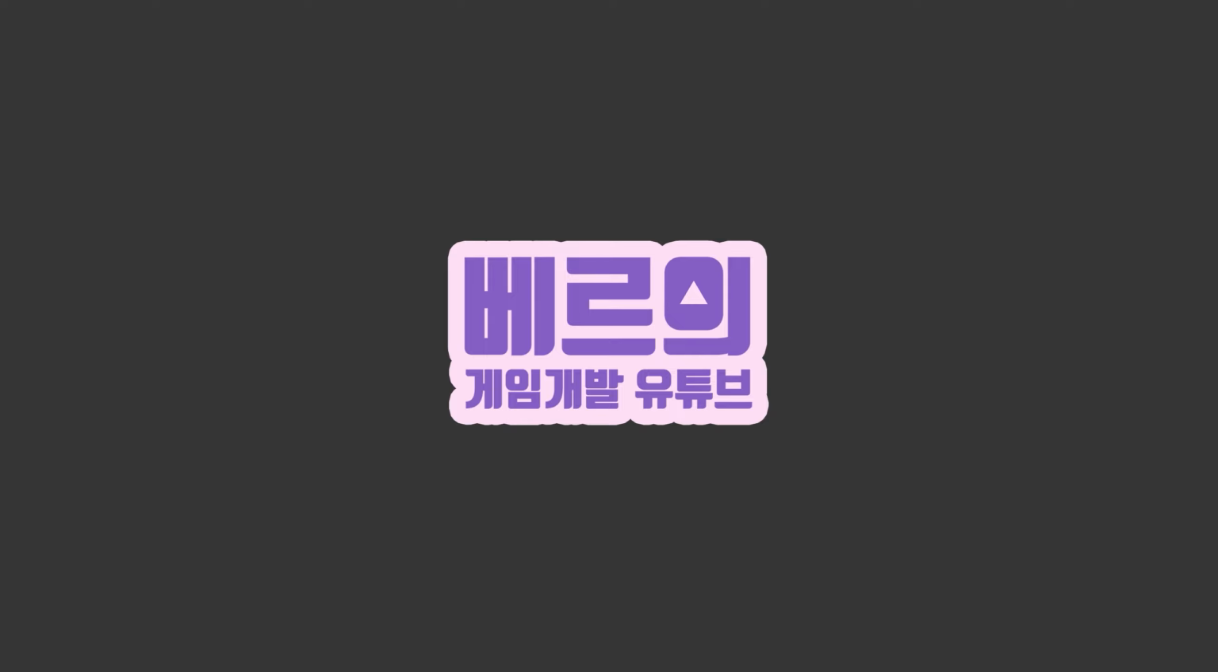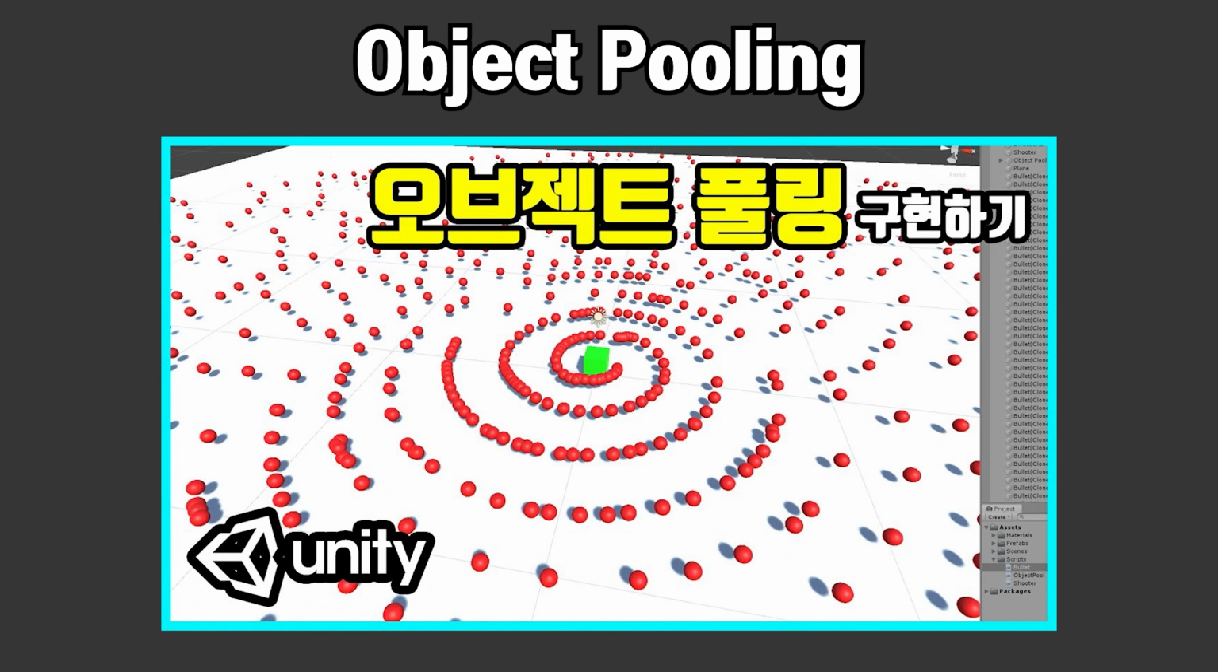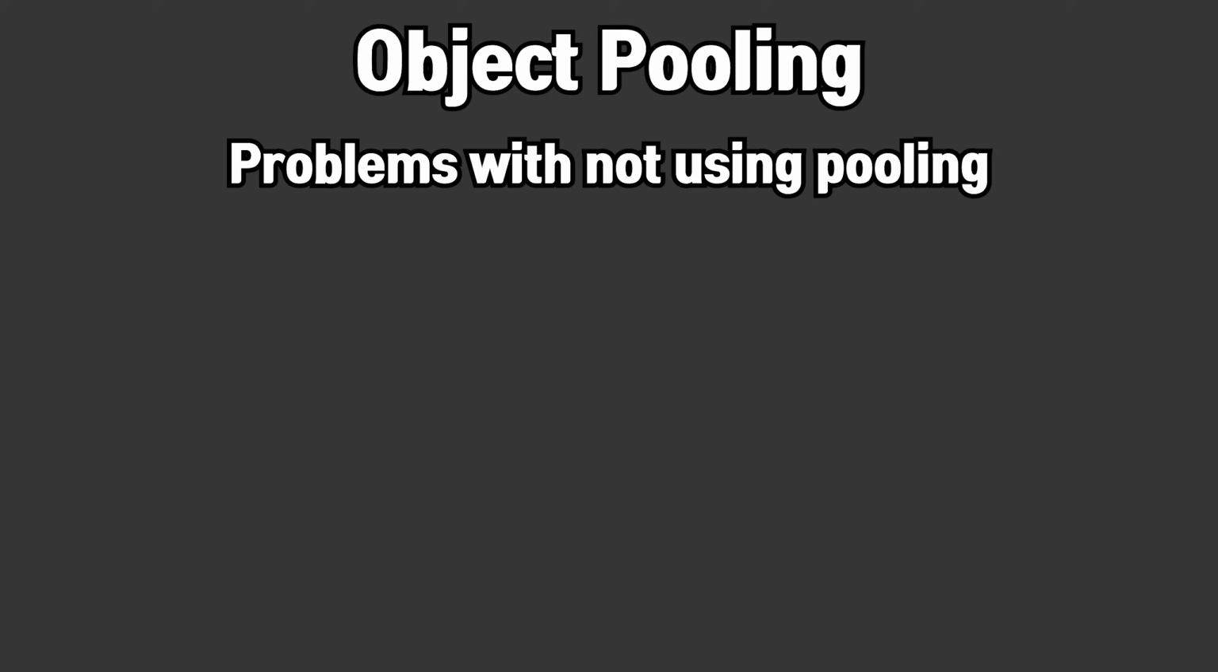This time, let's take a look at object pooling, which is included as an official feature starting in Unity 2021. We talked about object pooling in a previous video, but I will explain it briefly again. Creating or destroying an object without first using object pooling can cause two problems.